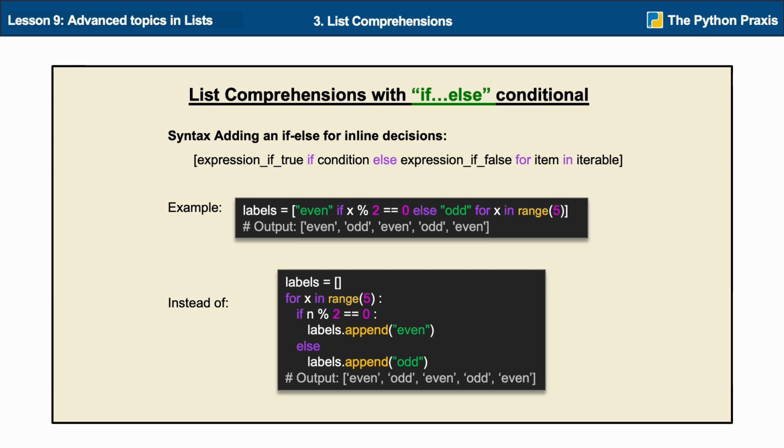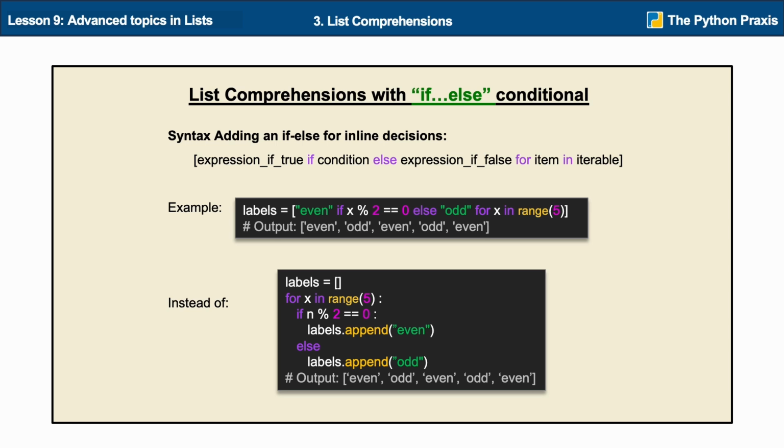The expressions are the values to include in the list if the condition is true or false, respectively. The item is the variable name representing each element of the iterable. The iterable is something you can loop over, such as a list, a string, or a range. This means that if the condition is true, the expression if true will be calculated and its value will be added to the list. Otherwise, if the condition is false, the expression if false will be calculated and its value will be added to the list.